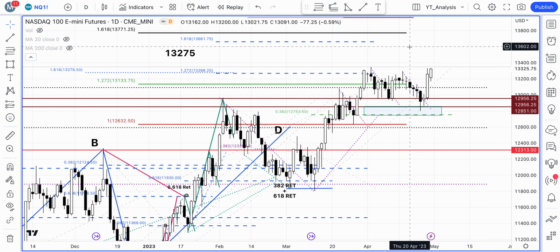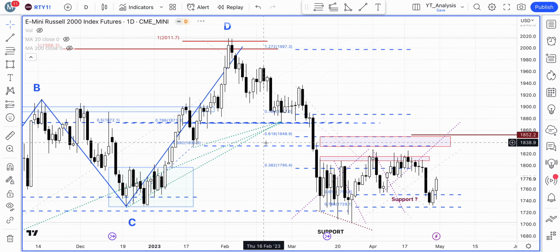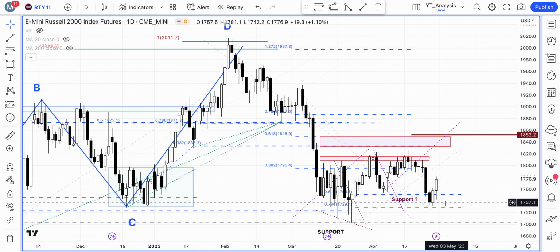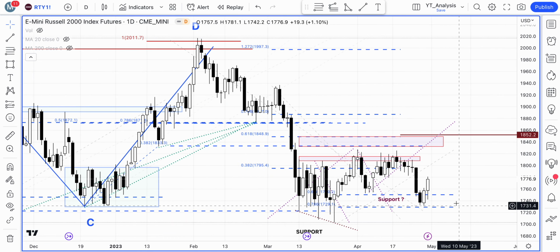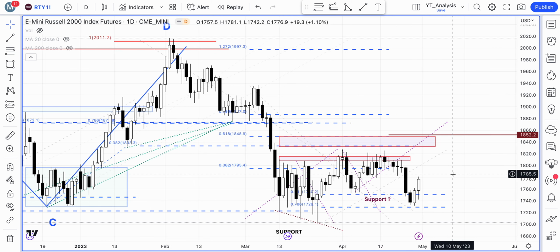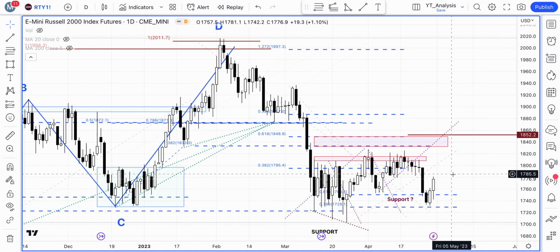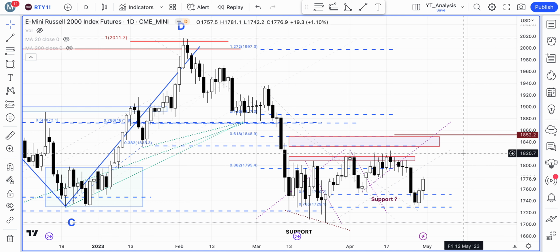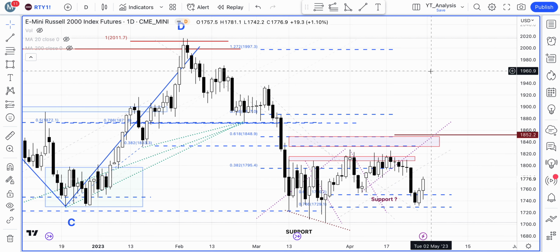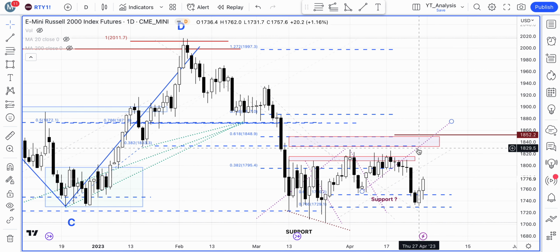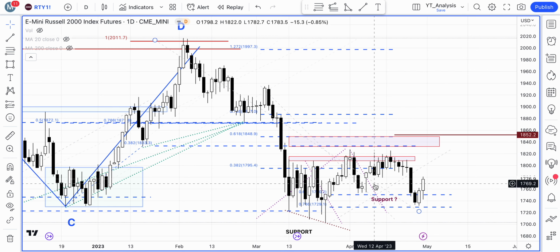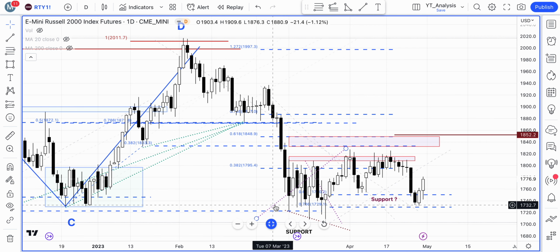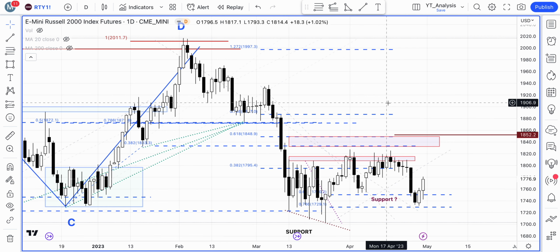Let's take a look at the Russell, because Russell was the weakest. It went right into the support zone which we had identified, and the price action is really sideways. So this is now a trading range. It really needs to get above 1850 to be out of this kind of price action that it's stuck in. I'm going to remove this ABCD pattern because it did not play out.